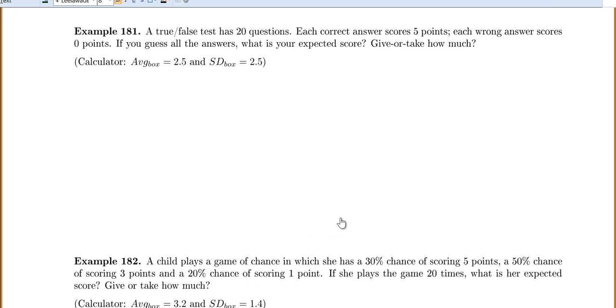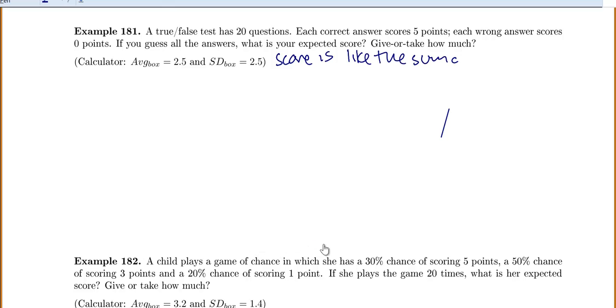For our next example, we have a true-false test with 20 questions. Each correct answer scores 5 points. Each wrong answer scores 0 points. If you guess all the answers, what is your expected score, give or take how much? So let's see, we have 20 questions, so the score is like the sum of 20 draws from the box.